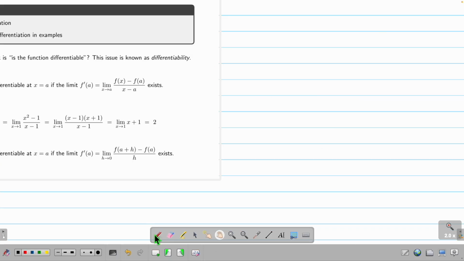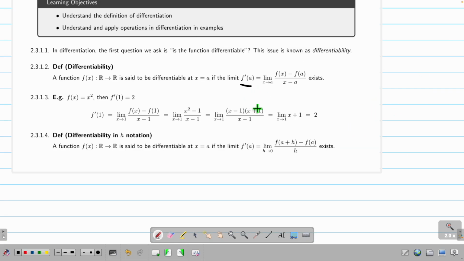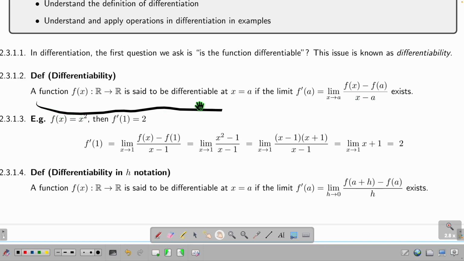Here's the notation. A few hundred years ago, Newton wrote this, and then somebody wrote this, somebody wrote this, somebody wrote this. These are all differentiation symbols. So what the heck is this? This means differentiation of f at a is saying that limit x goes to a. If this is true, then you can differentiate it.